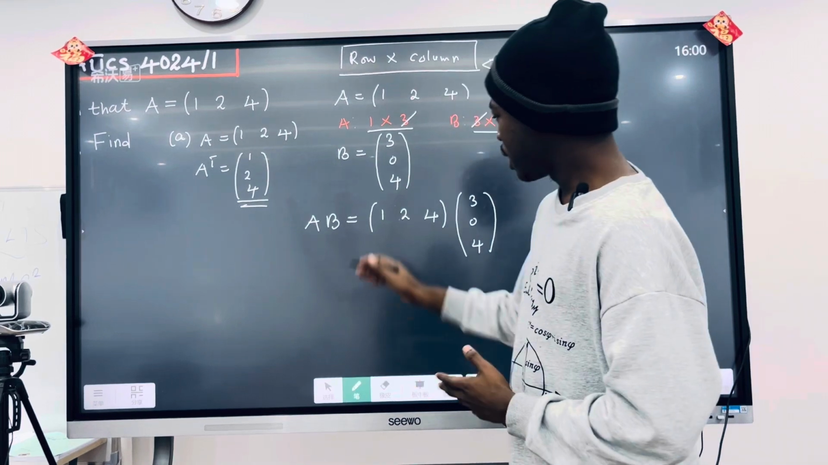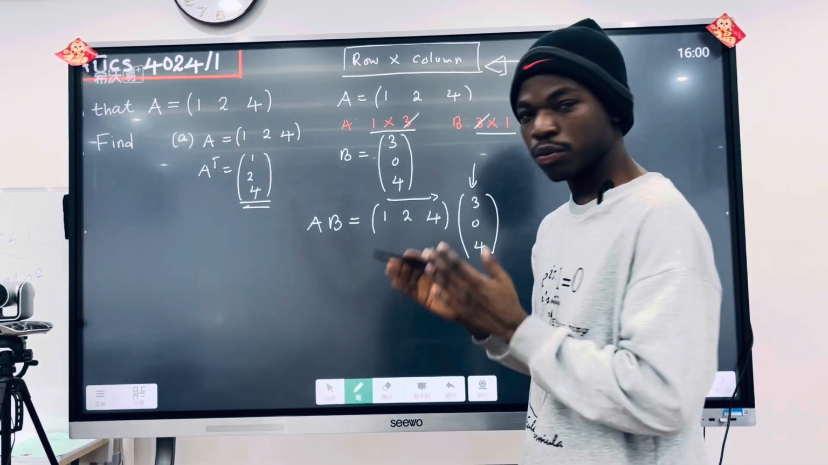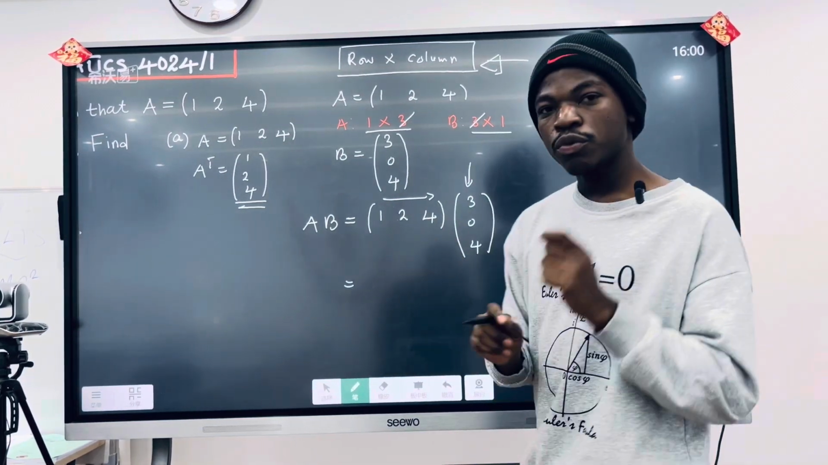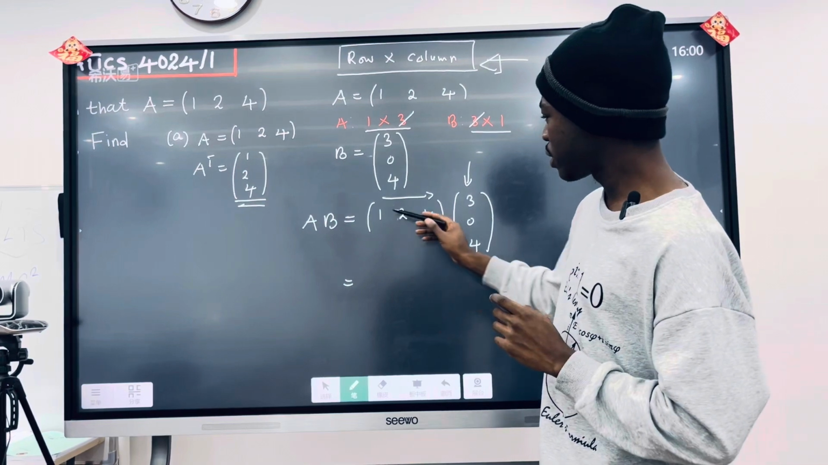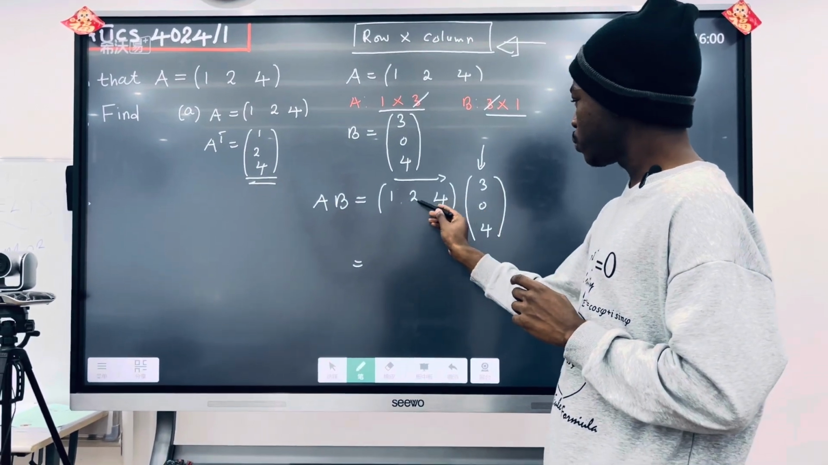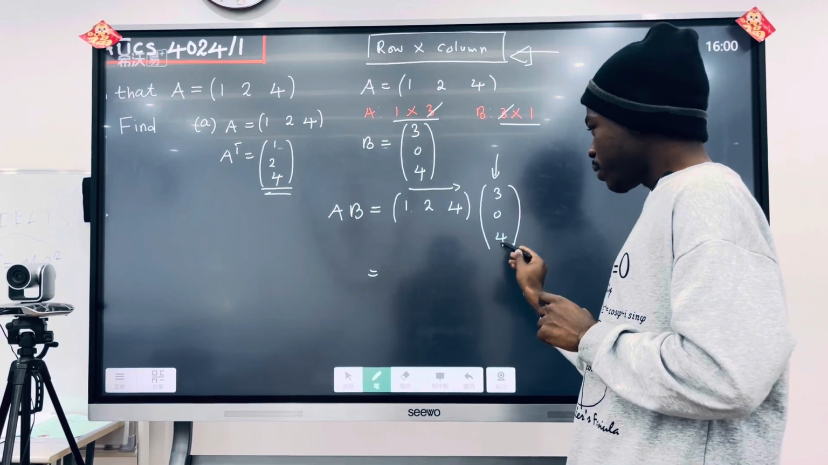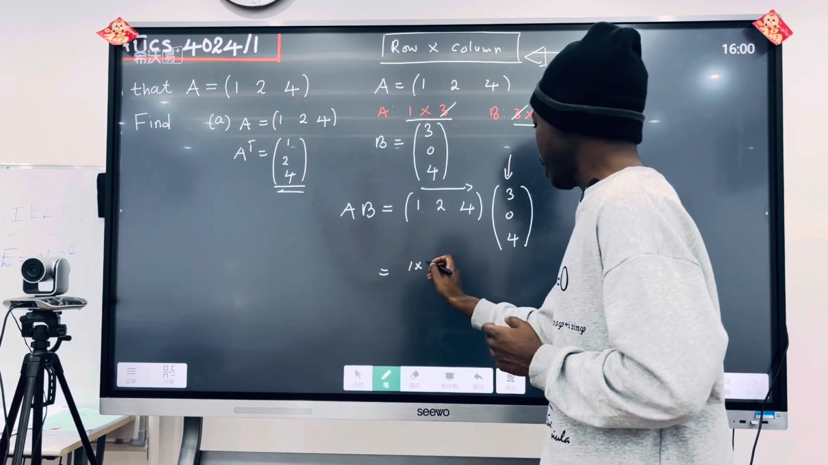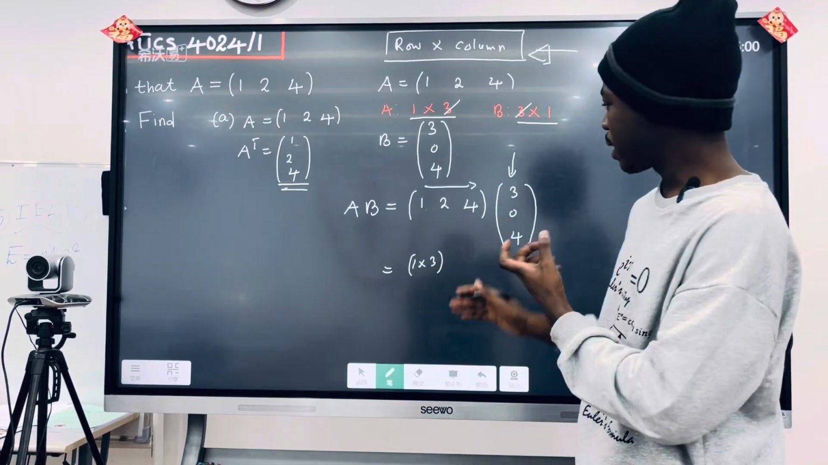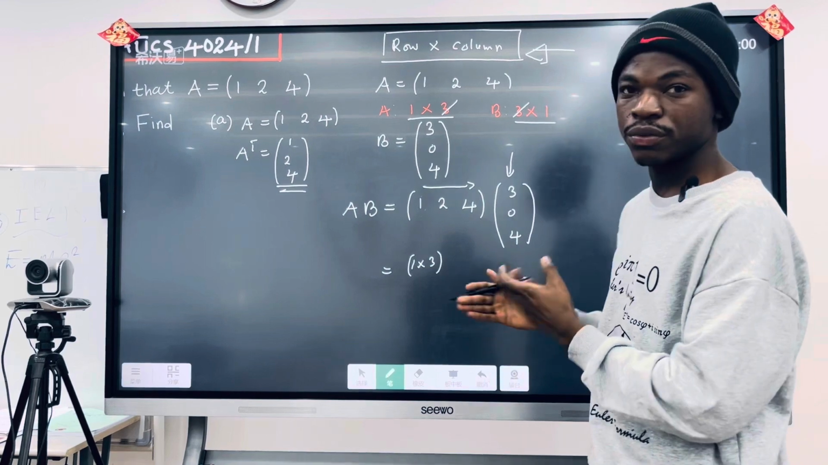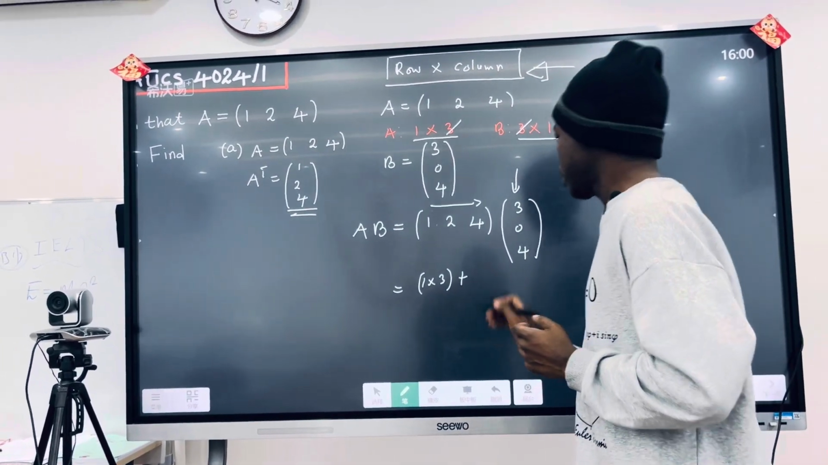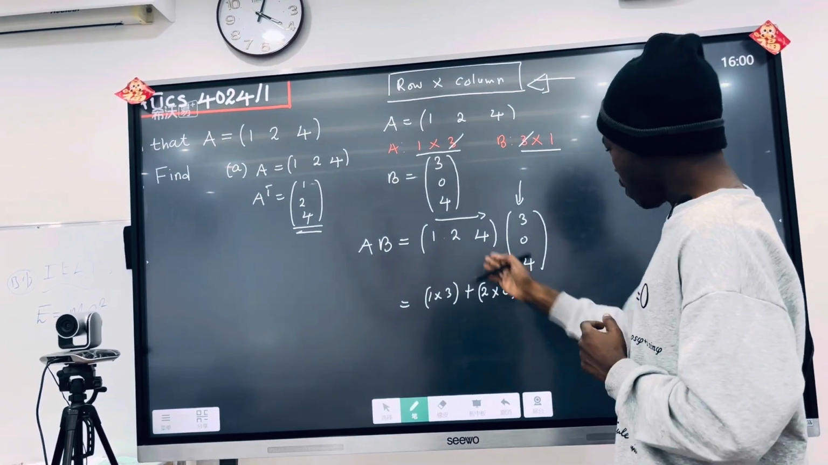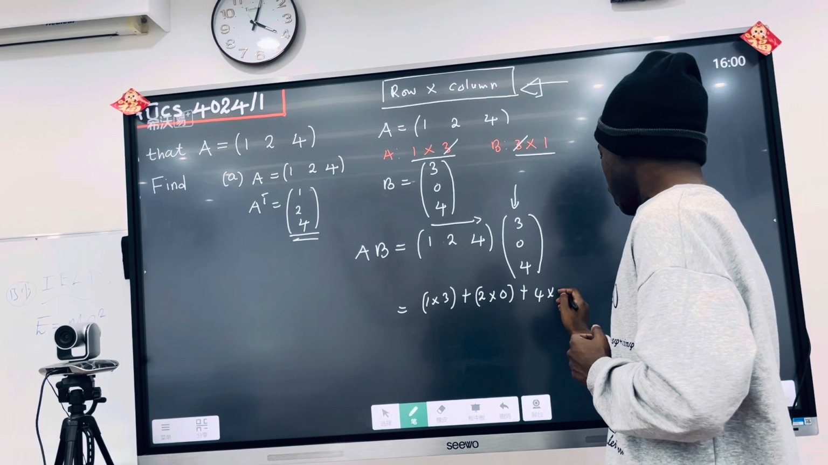So let's multiply. Remember, it's row by column. As you multiply, you'll be adding the products. You're going to multiply those which are corresponding. For example, 1 will correspond to the first one, 2 will correspond to the second, and 4 will correspond to the third. So you multiply 1 multiplied by 3. Then as you multiply a single row and a single column, you need to add the products. So plus 2 multiplied by 0 plus 4 multiplied by 4.